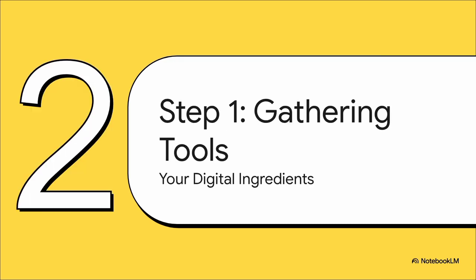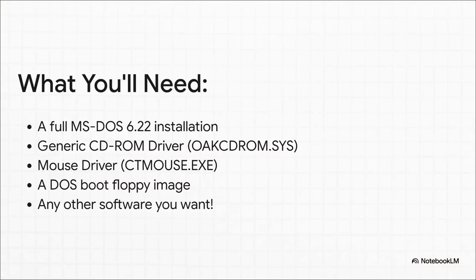Okay, before we can build this masterpiece, we have to get all our tools together. You can think of it like prepping ingredients before you start cooking. If we get everything organized right now, trust me, the rest of the process is going to be an absolute breeze. So here's our quick shopping list. First, you need a full MS-DOS 6.22 installation. That's our foundation. Then, grab a generic CD-ROM driver.